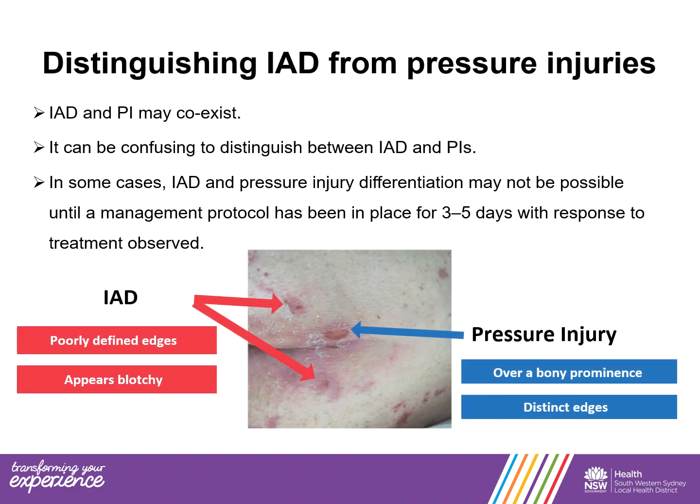Distinguishing IAD from pressure injuries. This is one of the trickiest parts. They can look similar and they can coexist. The main difference is cause. IAD is from moisture exposure, pressure injuries are from prolonged pressure or shear. IAD is diffuse and irregular, pressure injuries are localized and usually over bony prominences. If you're unsure, treat for IAD and reassess after 3 to 5 days. The response to treatment will tell you what's what.